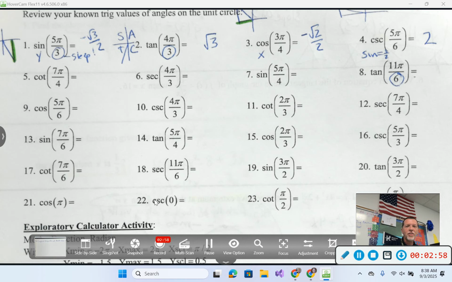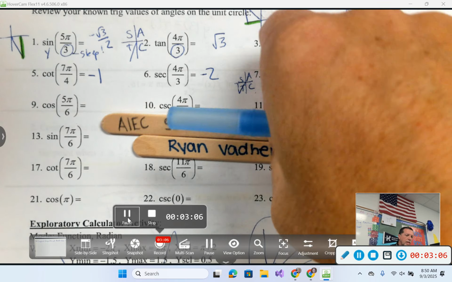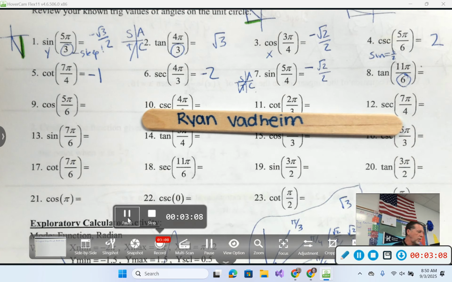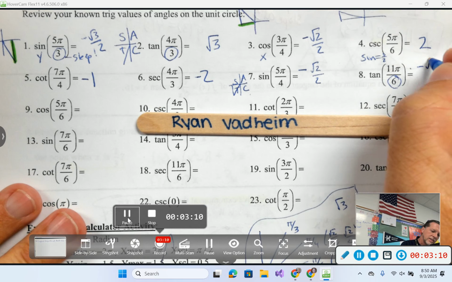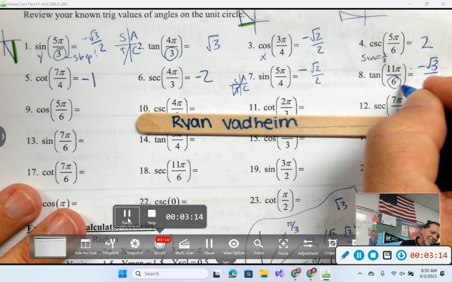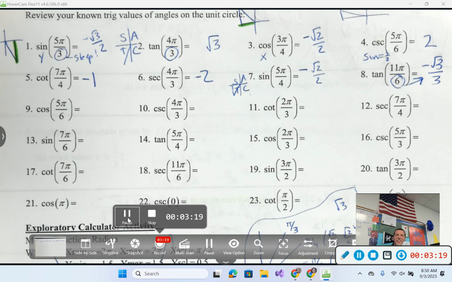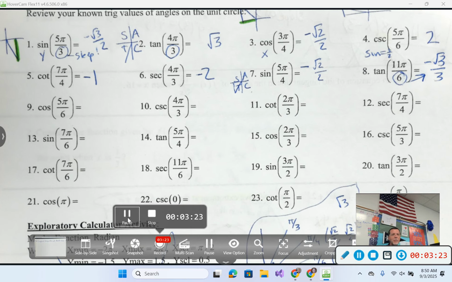All right, so you try the rest, and that looks like a whole bunch of popsicle sticks I'll pull in a minute. And if we're going down, it's got to be negative. Ryan, how about the tangent of 11 pi over 6? Negative square root of 3. Over 3? If there's a 6 in the bottom, there's two 3's in the answer. That's the tangent 3 trick. It takes two 3's to make a 6. That's just a memorization technique.